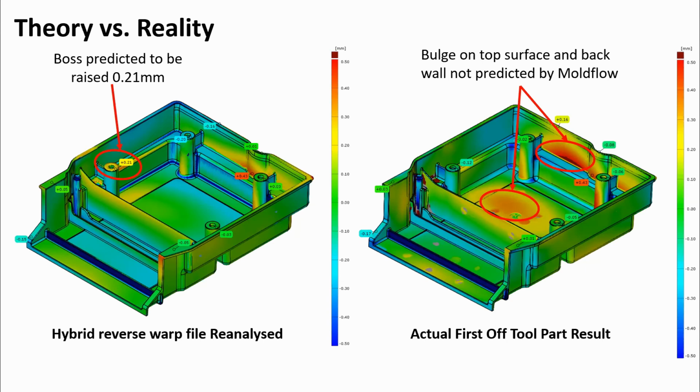So again, the boss was predicted to warp in Moldflow. We didn't actually see this in reality. It was quite flat, a little bit the other way actually. But we did have two anomalies that jumped out where the part tended to bulge in reality on the top surface and on the back wall that just wasn't predicted in Moldflow. But all in all, some good correlation, and it definitely got us to a point better than if we had just used a nominal CAD file and a single shrinkage rate.